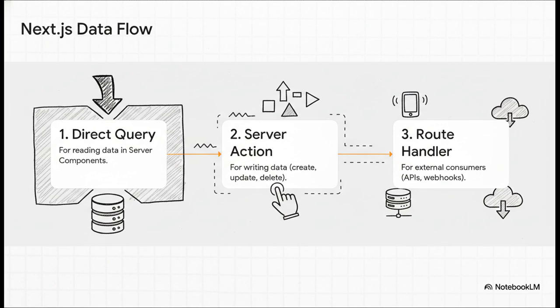And number 3, for anyone outside your app, like a mobile client or a webhook, that's when you build a classic API with a route handler. A specific tool for every job.